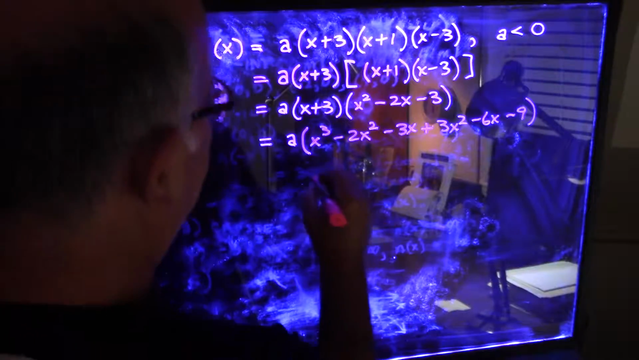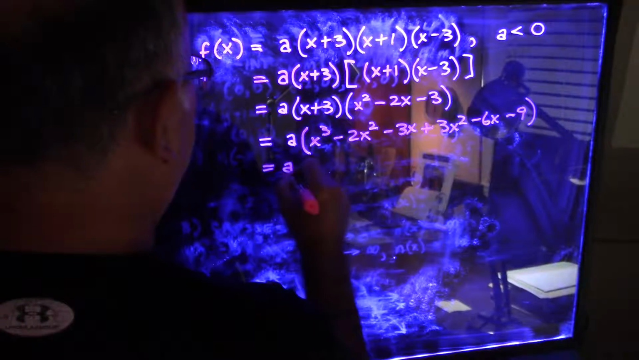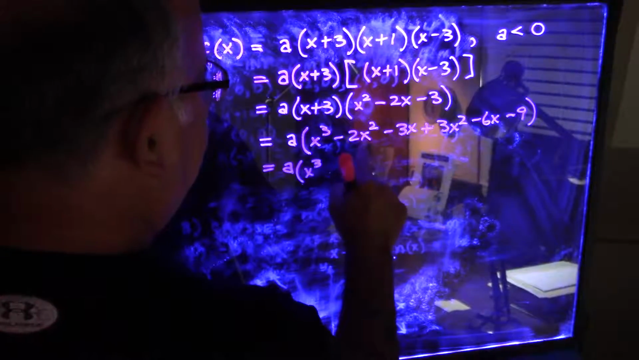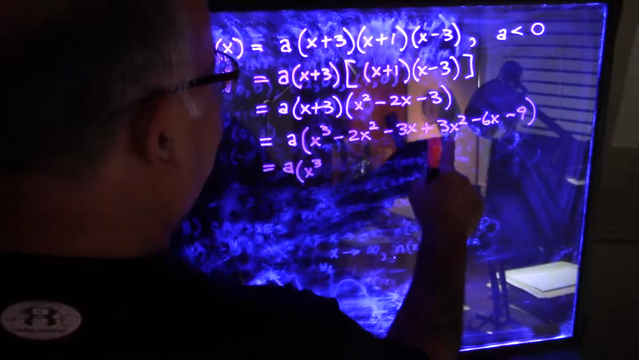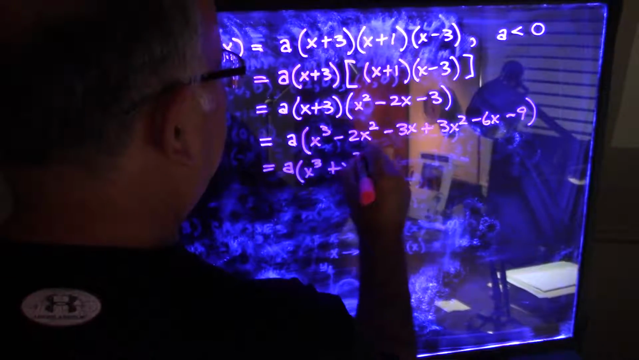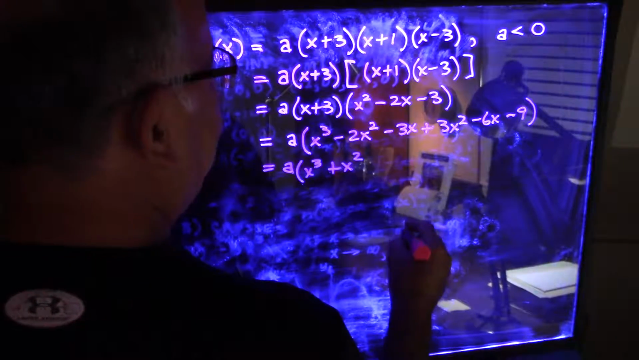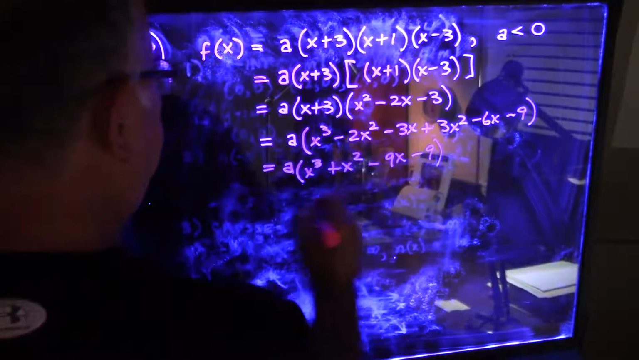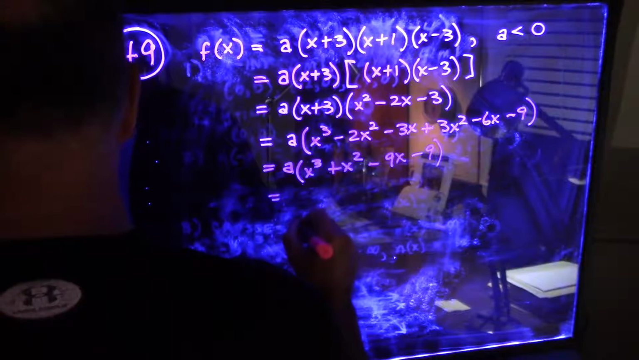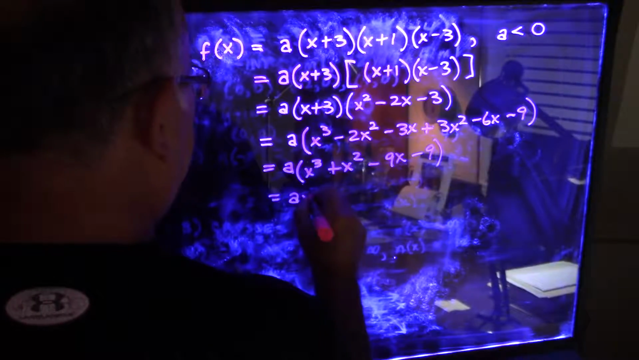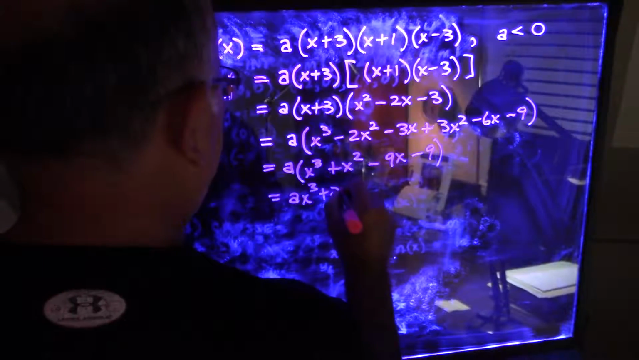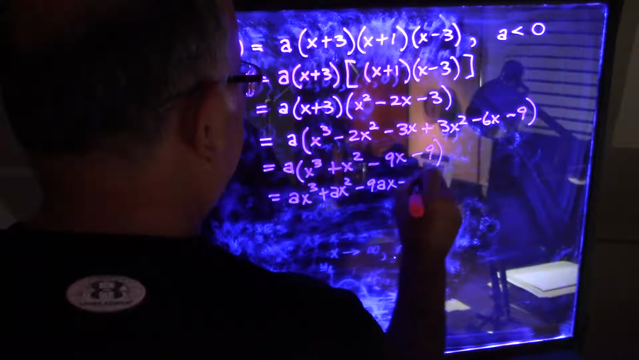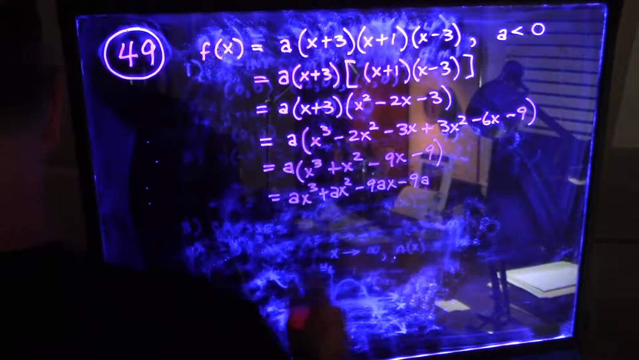And we can simplify this a little bit. So x cubed, negative 2x squared plus 3x squared is x squared. Negative 3x minus 6x is negative 9x. And then minus 9. And then finally you can distribute the a through, so you get ax cubed plus ax squared minus 9ax minus 9a.